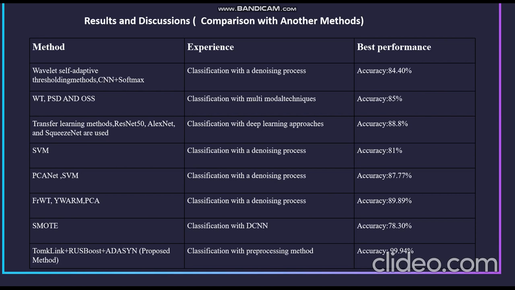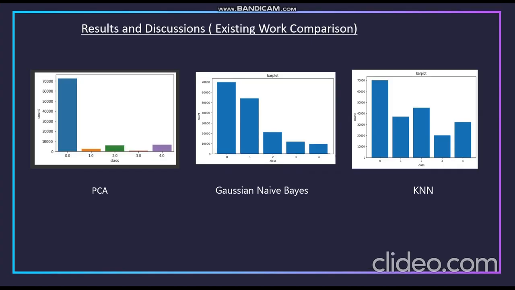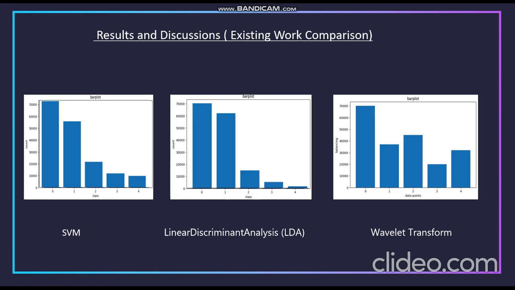Here I am showing the comparison study of my method with other existing methods. And this is the result and discussion with existing work comparison. The bar graph displays the number of instances or samples in each class after applying the existing algorithm. In the first graph, you can see the PCA applying result, where the data is distributed asymmetrically. Like that, the Gaussian naive Bayes, KNN, SVM, LDA, and wavelet also show an asymmetric distribution of the data.